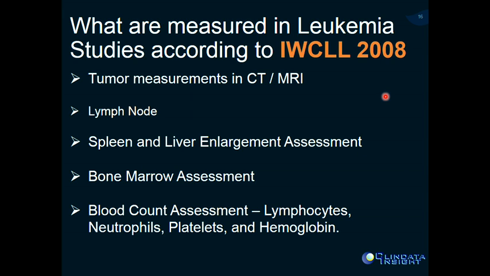Leukemia study. In our presentation, we will follow chronic lymphocytic leukemia. Its response criteria is IWCLL 2008. According to IWCLL 2008, the study needs to collect tumor measurements in CT and MRI. They also need to collect lymph node, spleen and liver enlargement assessments, and bone marrow assessment. Additionally, the study needs to collect blood count assessments such as lymphocytes, neutrophils, platelets, and hemoglobin.